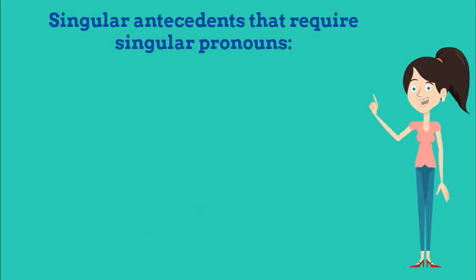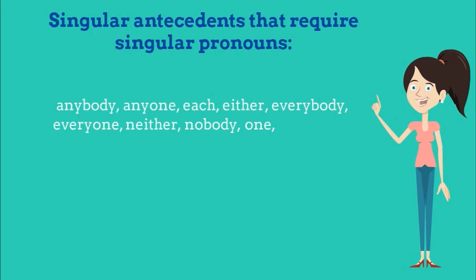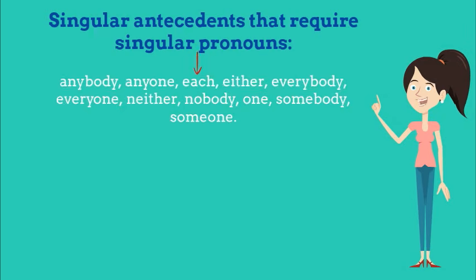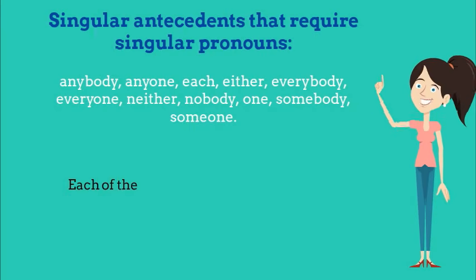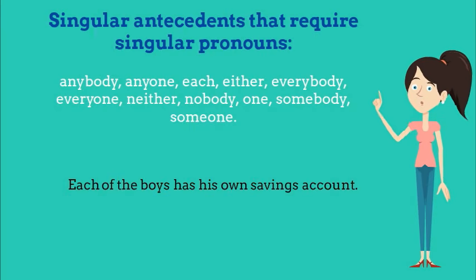The following antecedents are referred to by singular pronouns: anybody, anyone, each, either, everybody, everyone, neither, nobody, one, somebody, and someone. If you notice, all of them end with body or one, and the ones that don't, it's understood, like each one, either one. Here's an example. Each of the boys has his own savings account.